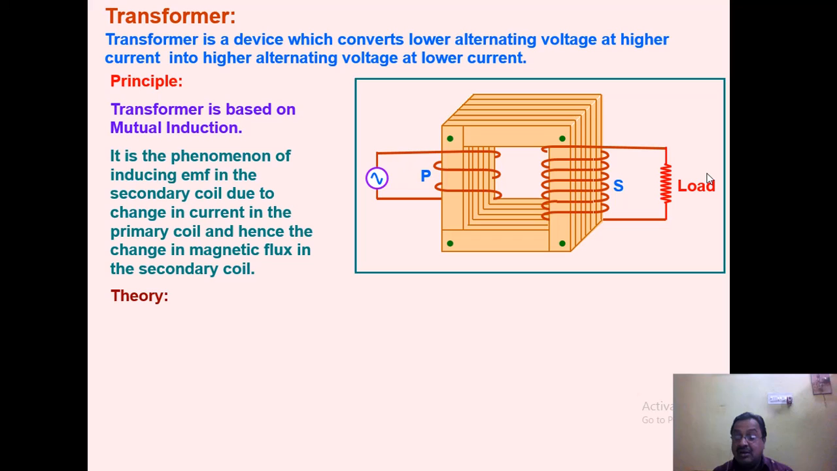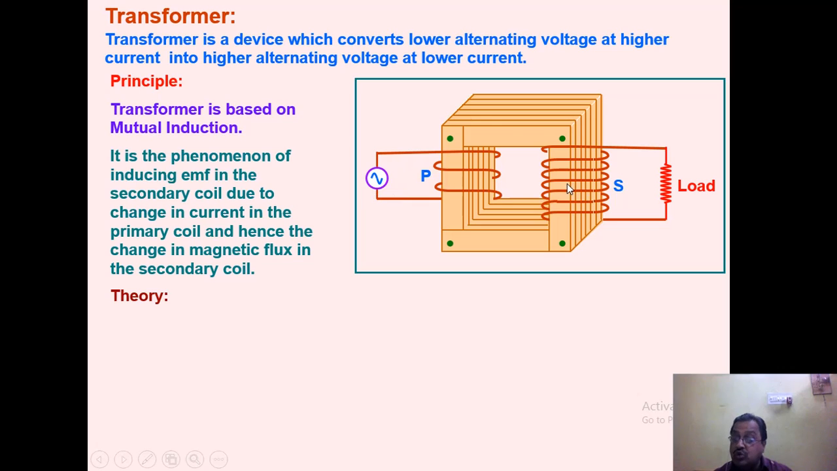What happens? How does it act? What is its action? When alternating current is connected in the primary here, then the current and hence the magnetic field around the primary as well as around the secondary both will change continuously, because changing current in the primary will induce an EMF in the secondary, due to which a current flows.